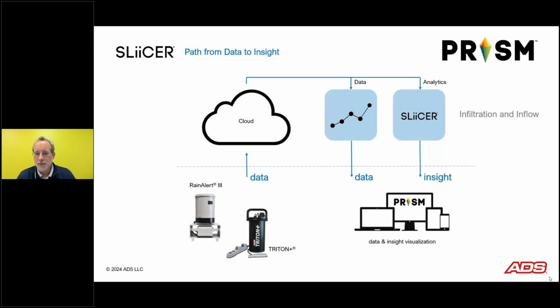Some of you may or may not be familiar with our Prism platform. Prism is our cloud platform where the data from our monitors goes up into the cloud, and at its very basic functionality, Prism is a large data warehouse. I would argue that we probably have the largest repository of flow monitor data of anyone in the world. And for somebody like me, that's a lot of fun. We have a lot of features inside of Prism that allow us to view that data, export that data, and get insight from that data. SLiiCER is the piece that is focused on the analytics associated with infiltration and inflow.